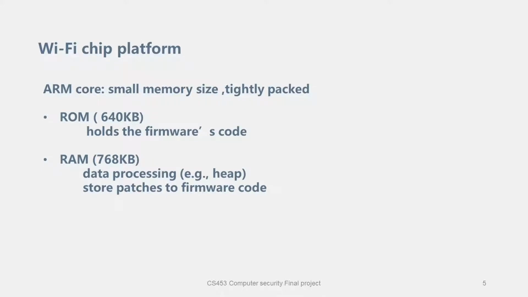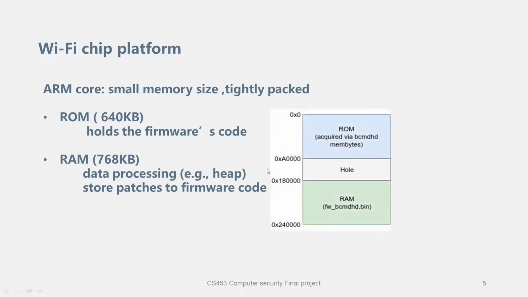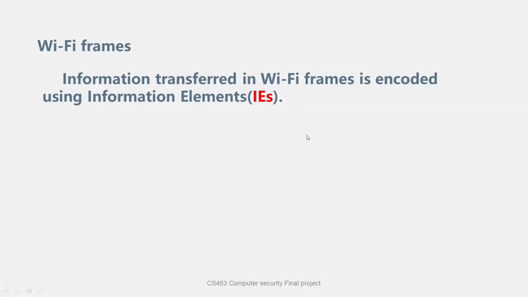The processor's ARM core has ROM, which holds the firmware's code, and RAM, which is used for data processing. When the chip first powers on, the ROM is loaded at address 0 and the RAM is loaded here. We consult the published datasheet and open source driver, combine the RAM and ROM into a single file, and start analyzing. Before hunting for bugs, let's get familiar with the Wi-Fi data frame.